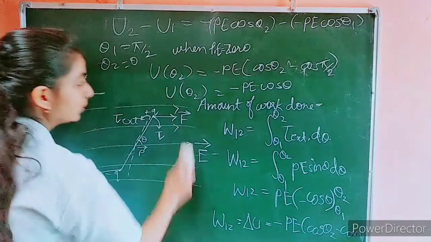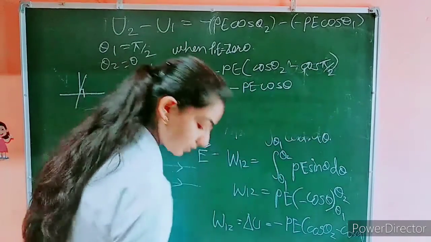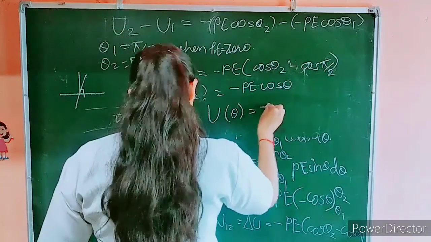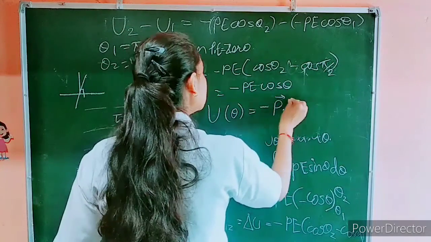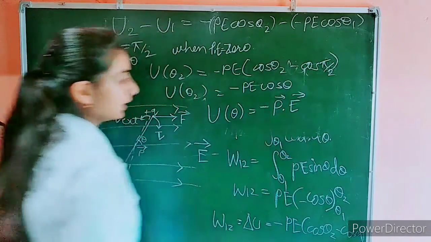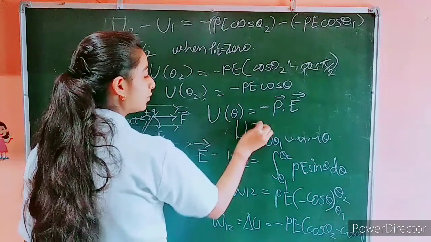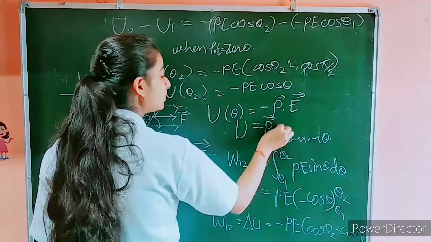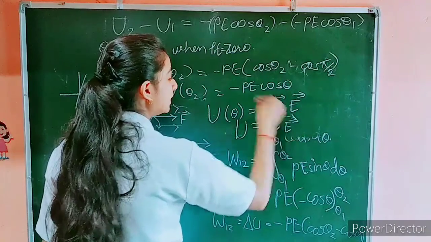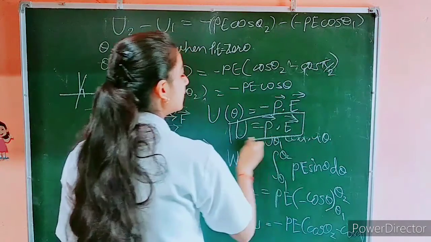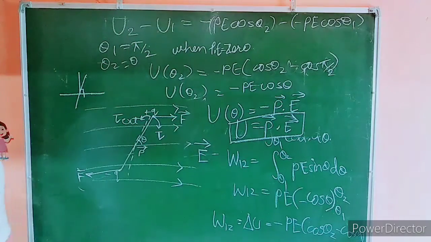Now, U theta will be equal to minus P into E, or U will be equal to minus of P into E. This is the potential energy due to a dipole in an electric field.